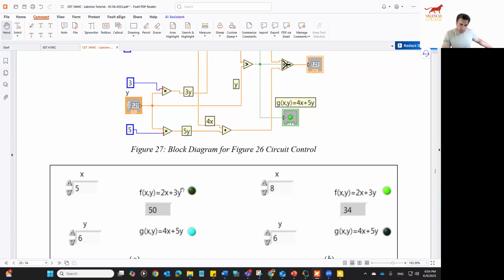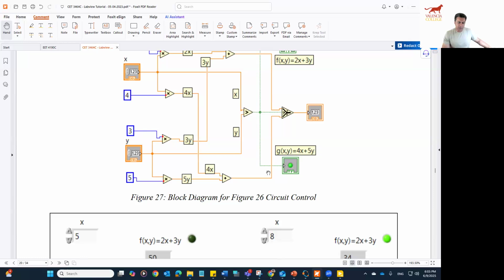But I chose the color of the top LED, the FXY LED, so that when it is off, it appears to be a darker color, and when it is on, it appears to be a lighter color. Whereas for the GXY LED, I chose that when it is off, it appears to be a lighter color, and when it is on, it appears to be a darker color. So both LEDs are turning on and off at the same time because there is no NOT gate over here.